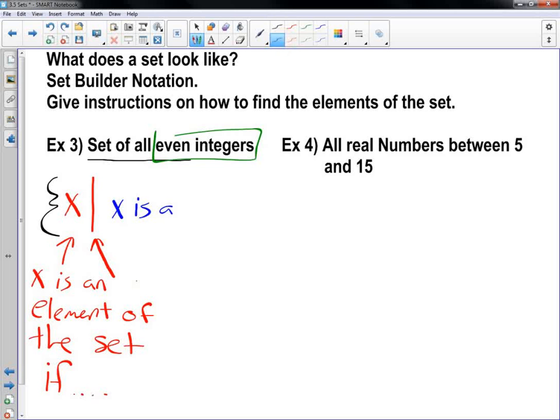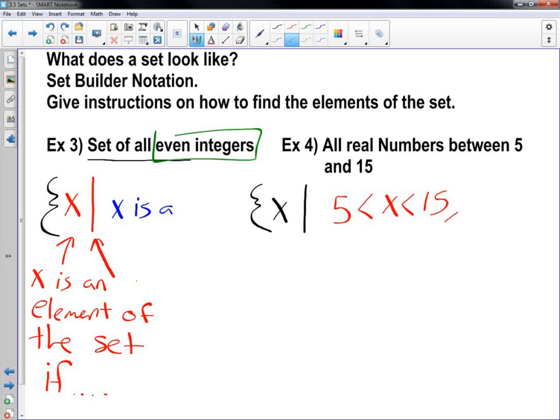So what I'm going to do is say x is an element of the set. And then because I want x to be between 5 and 15, we can do that with some mathematical symbols, right? I can say 5 is less than x, which is less than 15. Doesn't that tell me x is between 5 and 15?